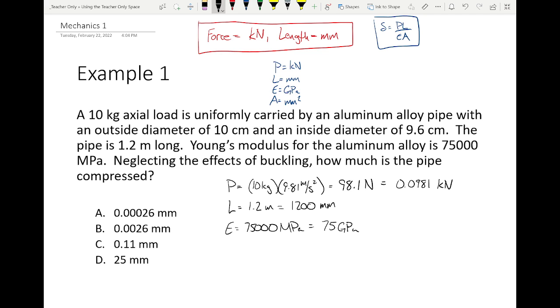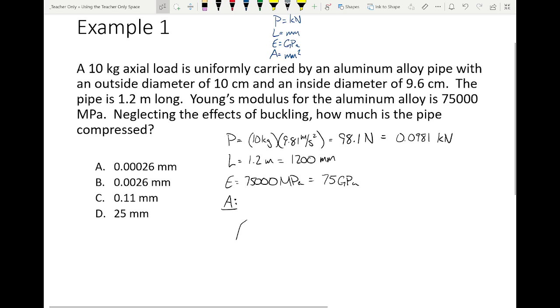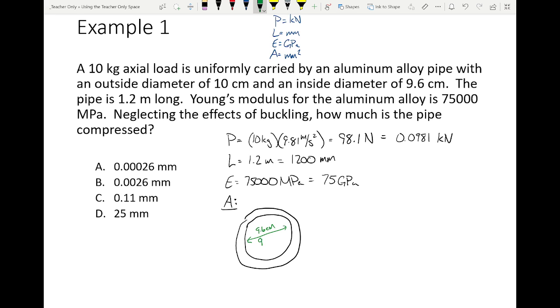Now, the area takes a little bit of discussion, so let's see if we can figure out what's going on with the area. So I have a pipe. Now, the inside diameter of that pipe is 9.6 centimeters, or 96 millimeters, right? That's me converting that to millimeters by just multiplying by 10. The outside diameter is 100 millimeters.